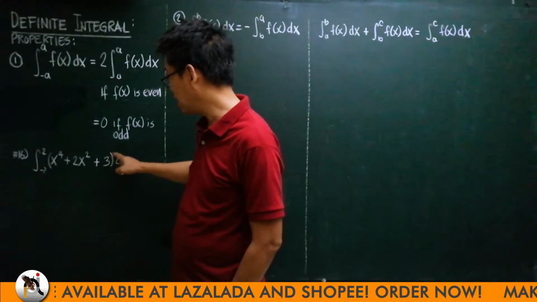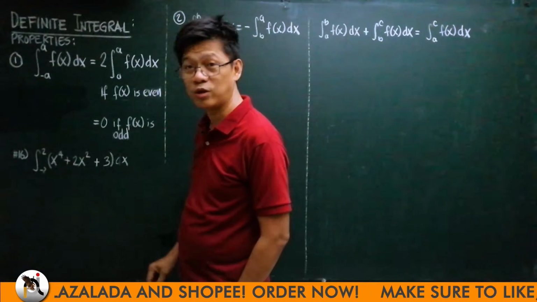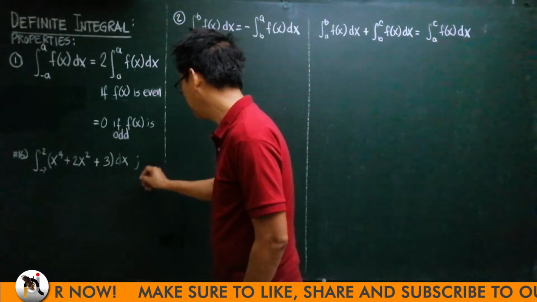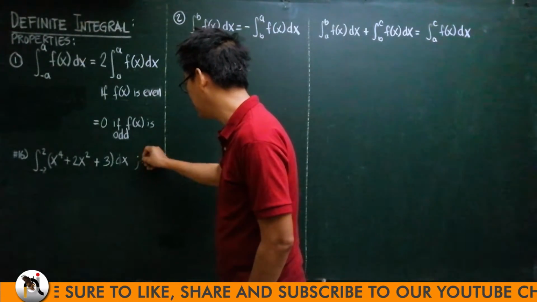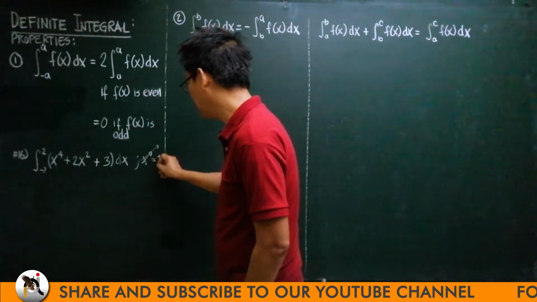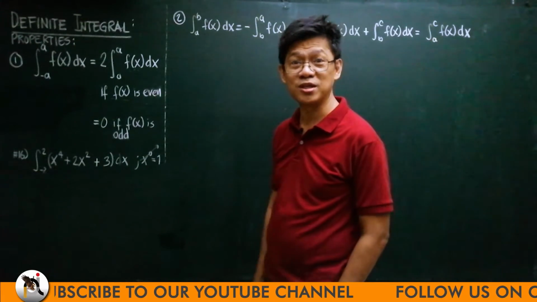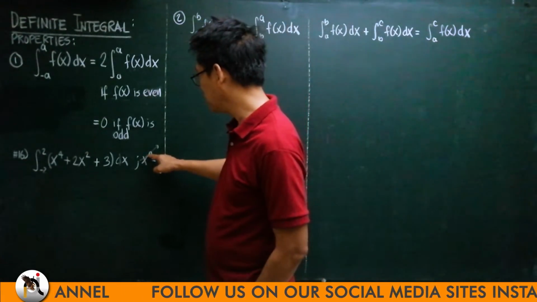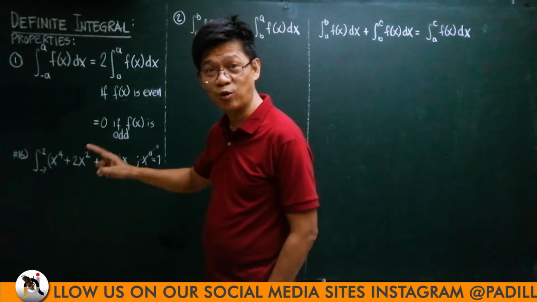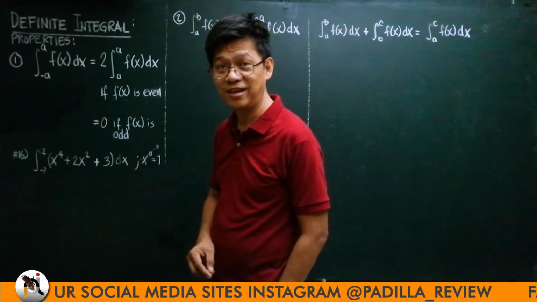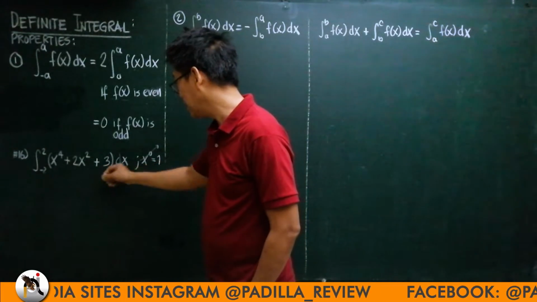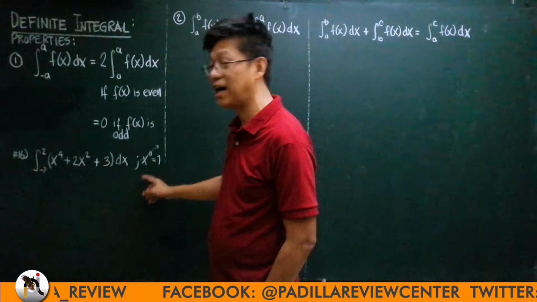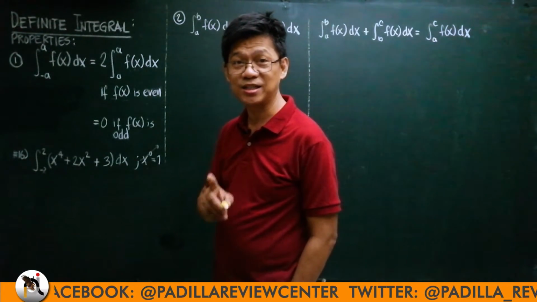the constant is understood to be 3x to the 0. Remember that x to the 0 is equal to 1. Any number raised to 0 is 1, right? Okay. So 0 for this purpose will be taken as also an even exponent. So a constant is considered an even term because that is the same as 3x to the 0.